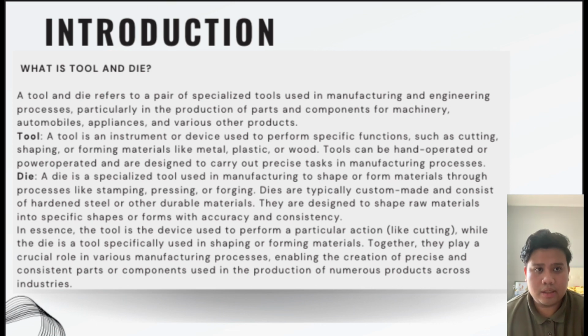Die. A die is a specialized tool used in manufacturing to shape or form material through processes like stamping, pressing, or forging. Dies are typically custom-made and consist of hardened steel or other hardened durable material.